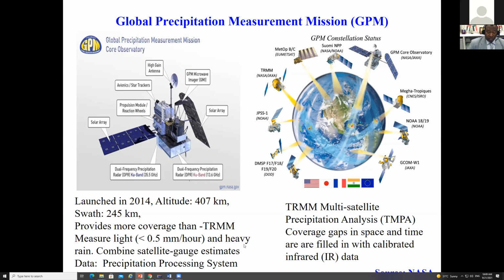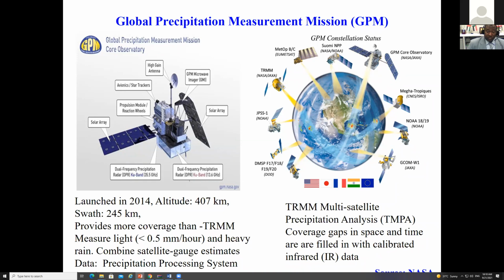Also, it covers a large area. Initially, it starts from 65 degrees north to 65 degrees south, but now it extends up to 90 degrees north and 90 degrees south latitude. The satellite itself also consists of a precipitation radar, in addition to other sensors, as you have seen here. But the advantage also is that it combines readings and observations from other satellites.